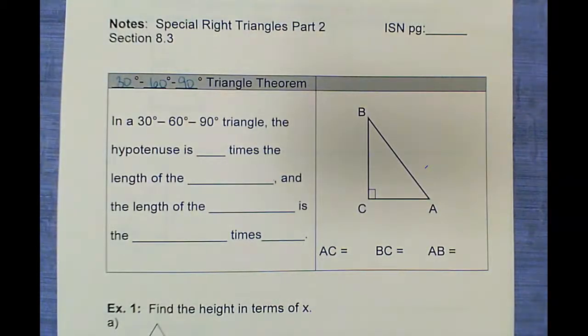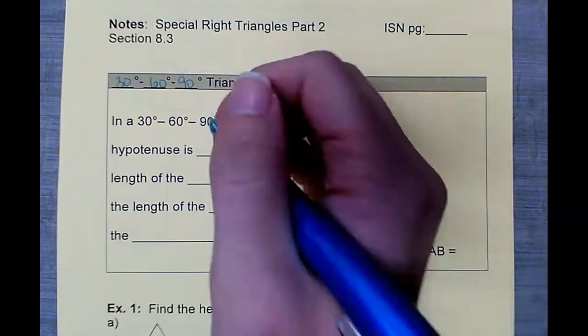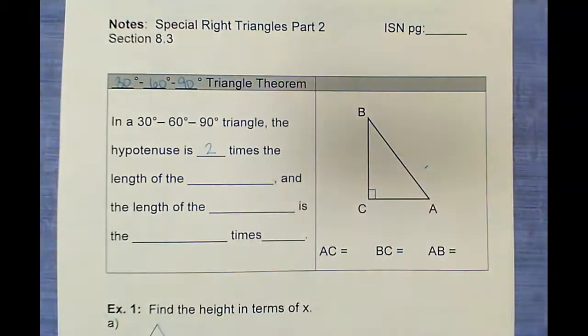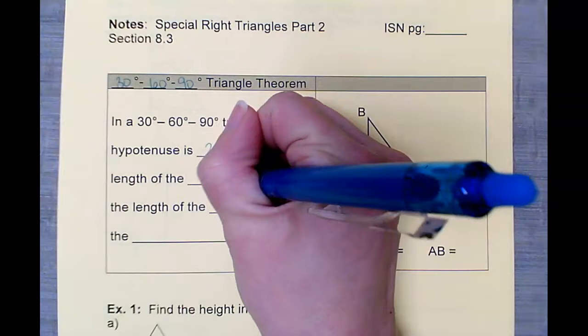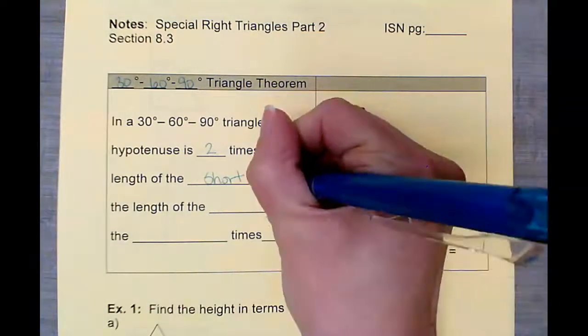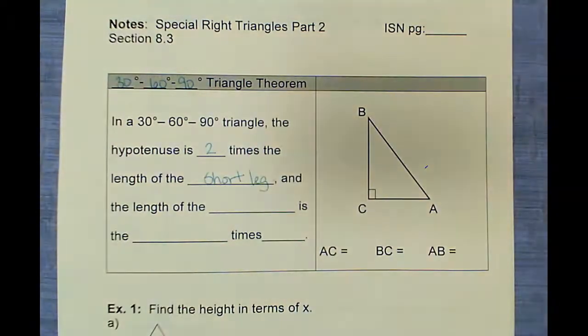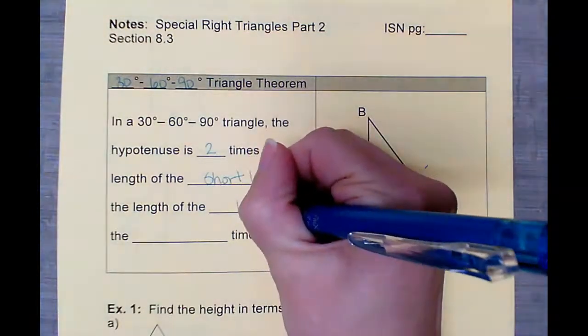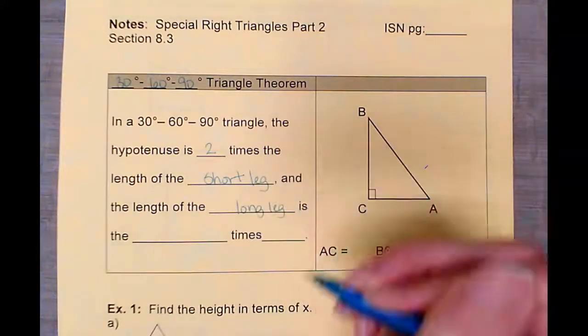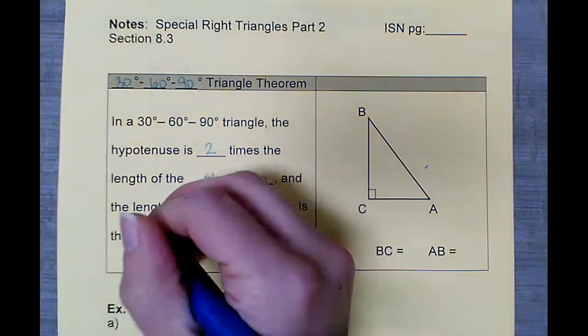So in a 30 degree, 60 degree, 90 degree triangle, the hypotenuse will always be 2 times the length of the short leg, and the length of the long leg is the short leg times the square root of 3.